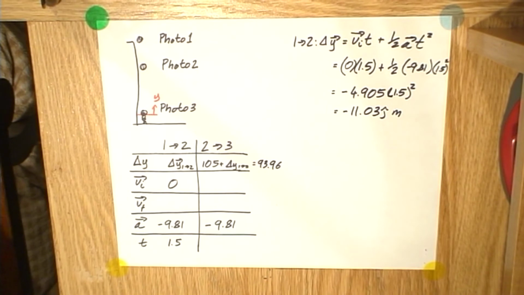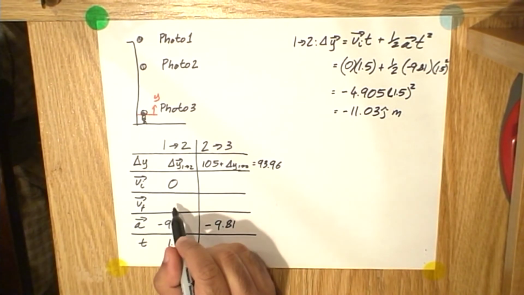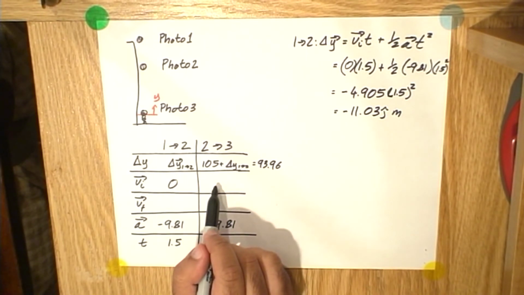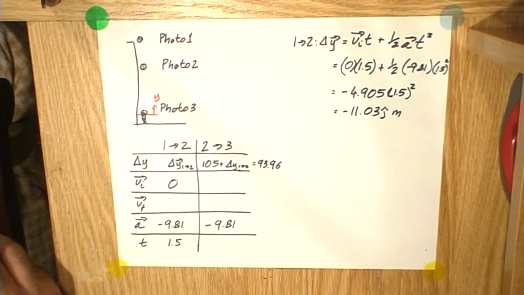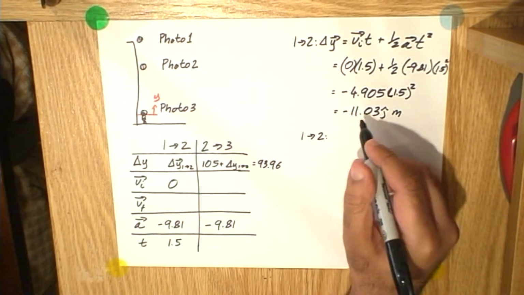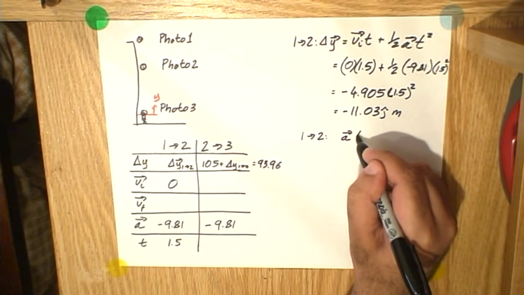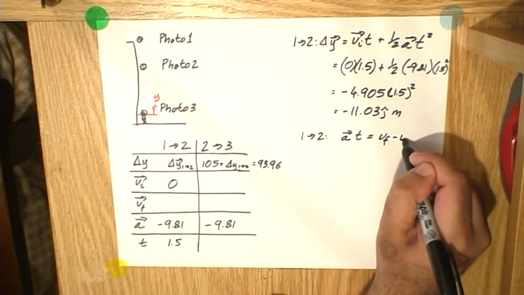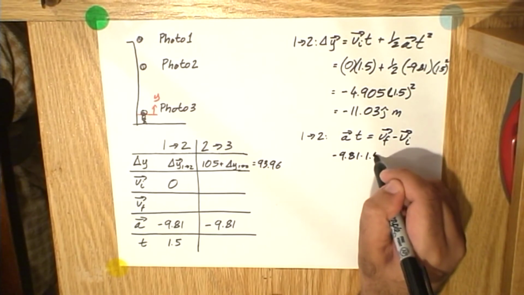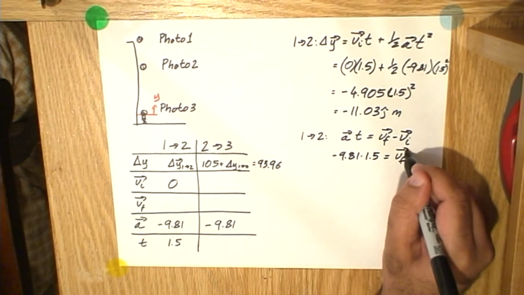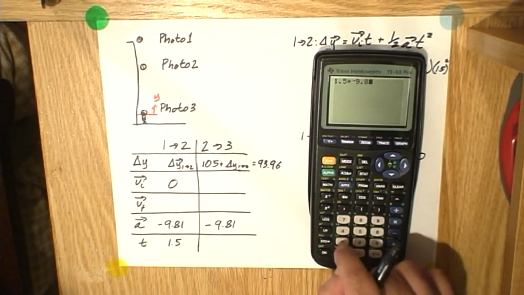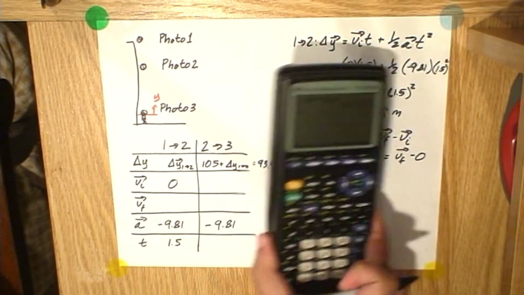The answer is we have to find out the final velocity of the first phase, 1 to 2, and make that the initial velocity of 2 to 3. Let's go ahead and do that. So from 1 to 2, let us use toolbox equation 1. AT is equal to V final minus V initial. Negative 9.81 times 1.5 is equal to V final minus V initial, which was 0. So 1.5 times negative 9.81, that gives us negative 14.715.